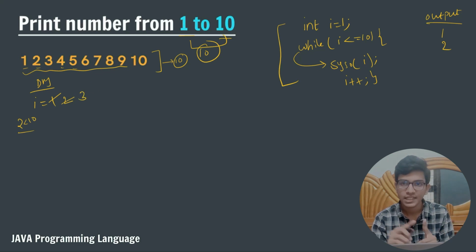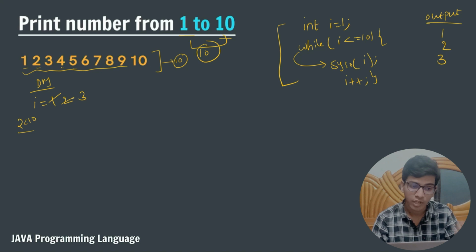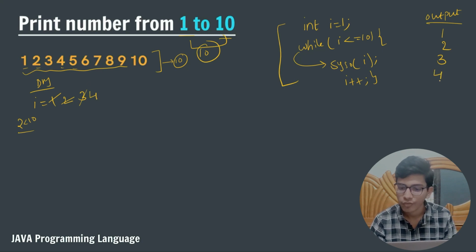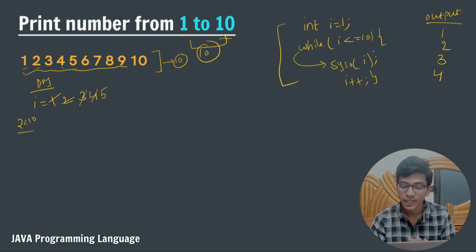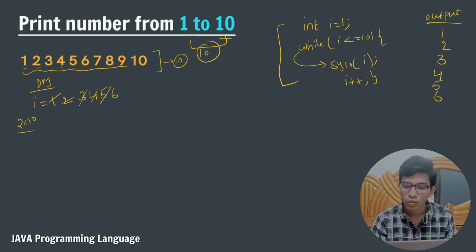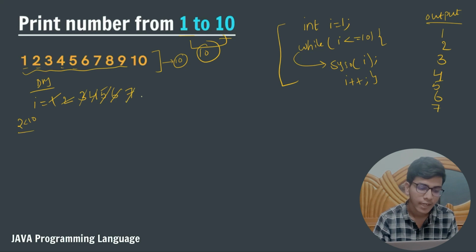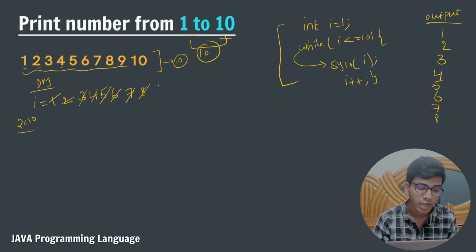Again the condition is true, 3 is less than 10, so we will print the value 3, and we will increment i by 1, so 3 plus 1 is 4. Again the condition is true, so we print 4, and i becomes 5. 5 is less than 10, the condition is true, we print 5. After that i becomes 6, the condition is true, 6 is printed, then 7, and i becomes 8, the condition is true, 8 is printed, and i becomes 9, 9 is printed, and i becomes 10.